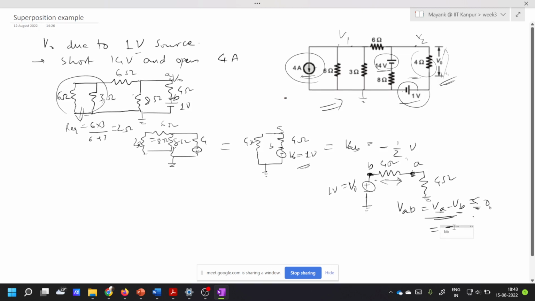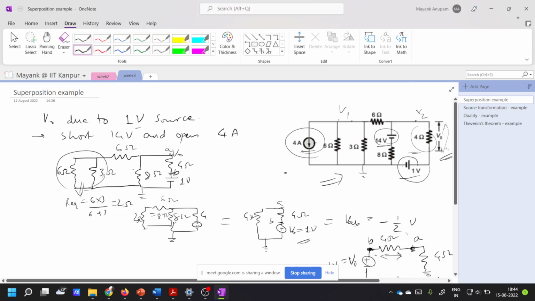Voltage VA minus VB will be what? It will be VA minus VB equal to minus 1 by 2, minus 1 volts, right? Yes. Okay, fine.